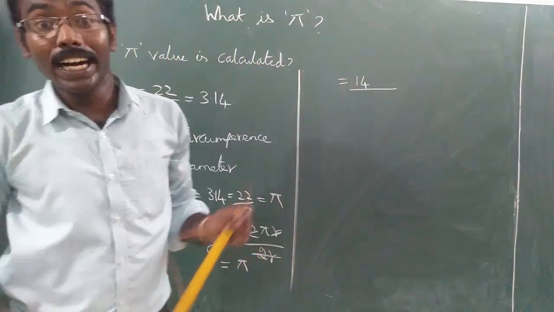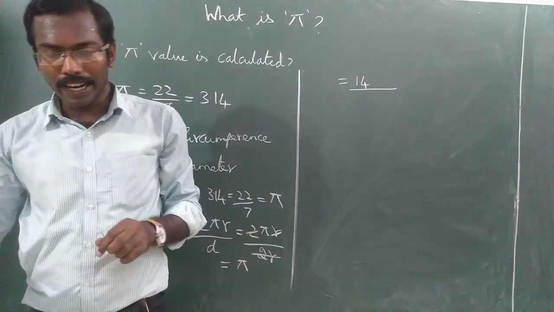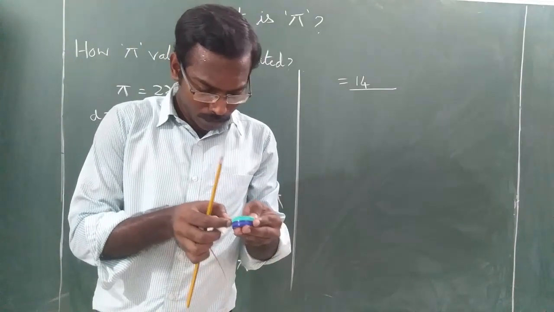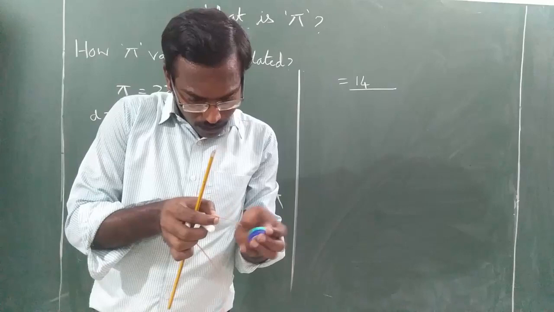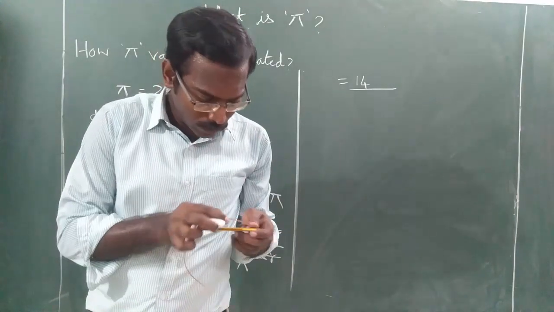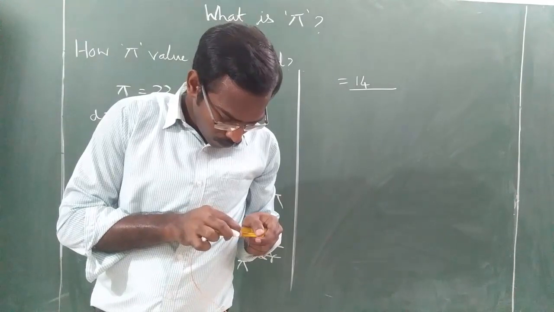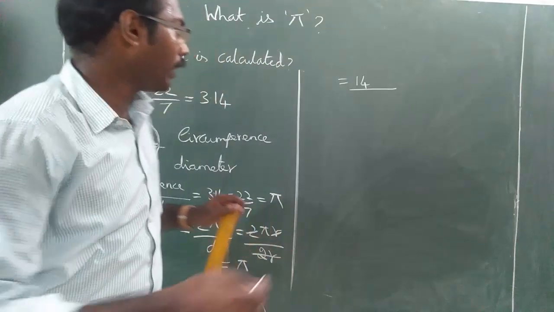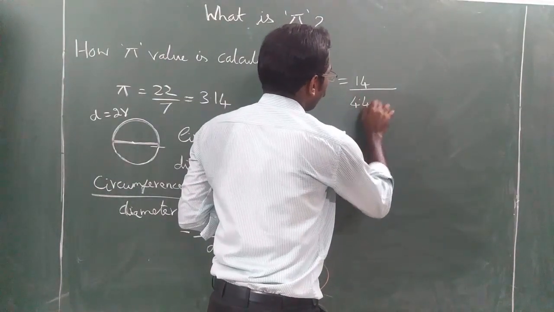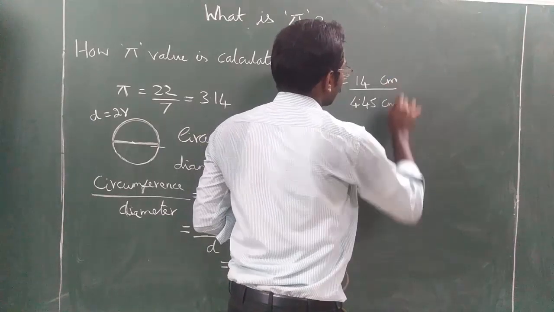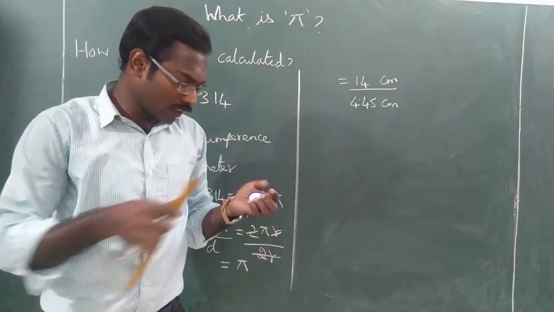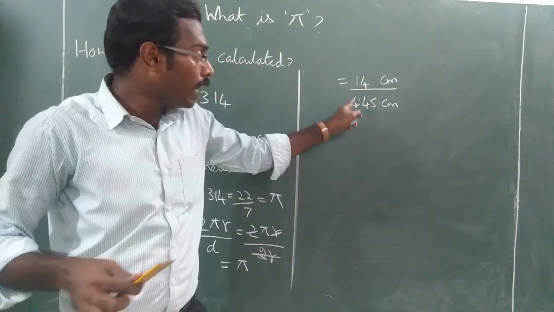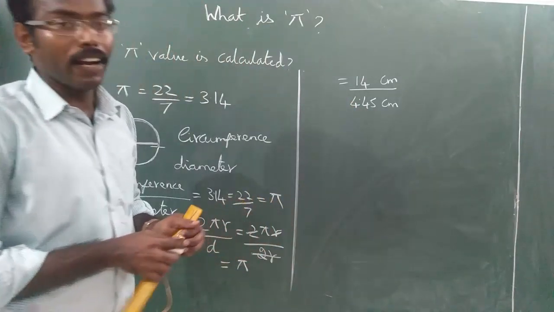Now I am going to measure the diameter approximately. So these are all just approximate measurement. Now I am going to measure this. This is approximately 4.4, between 4.4 and 4.5. So I am taking it approximately as 4.45 centimeter. So for this Vicks VapoRub I got circumference as 14 and diameter as 4.45.